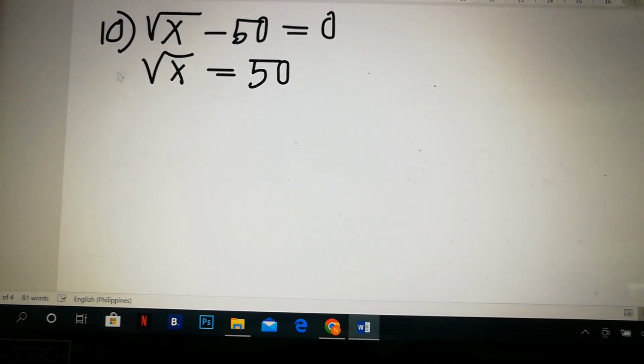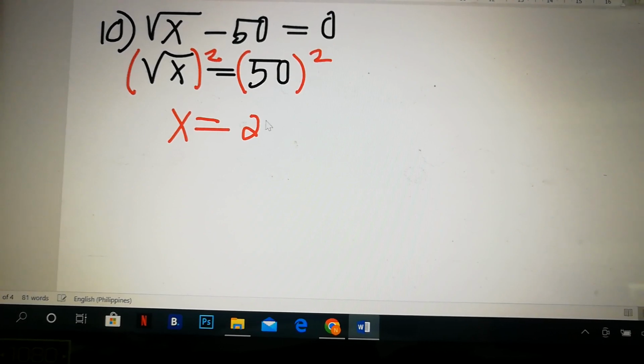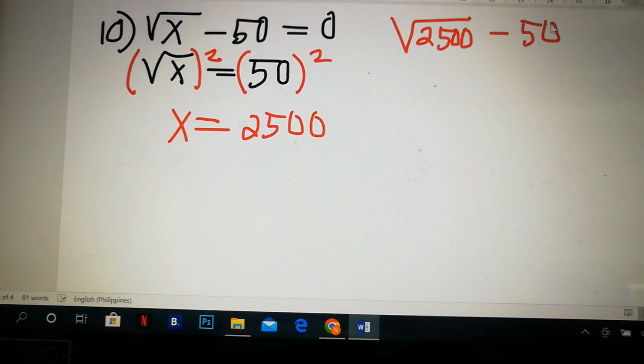So to solve for x, square both sides of the equation since the index is 2 to remove the radical. So x is equal to 50 times 50, which is 2500. To check whether our answer is right or wrong, just replace x by 2500. Square root of 2500 minus 50 is equal to 0.